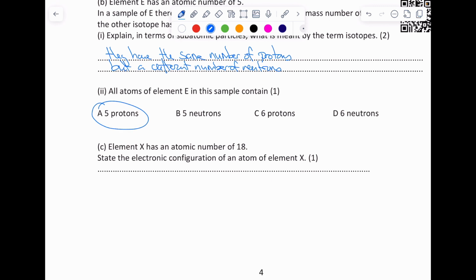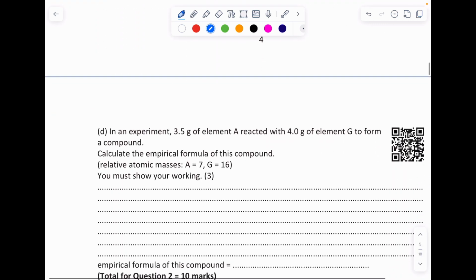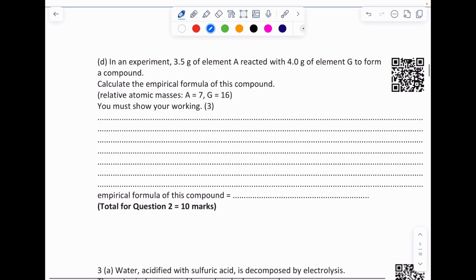Element X has an atomic number of 18. State the electron configuration. Because that's the atomic number, that is also the number of electrons. So if we had 18, we'd have 2 in the first, and then 8. That takes me to 10. That leaves me another 8 in the third. So the answer to that would be 2, 8, 8. Okay, last little bit in this question.